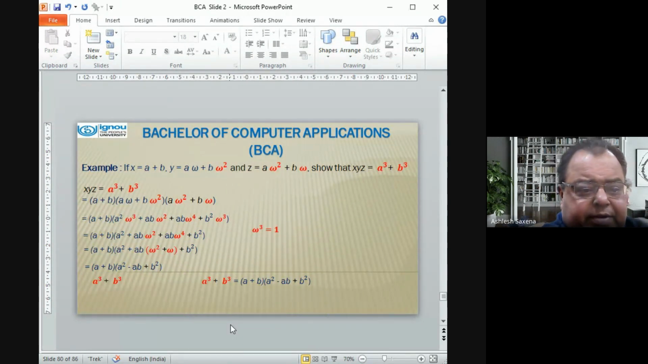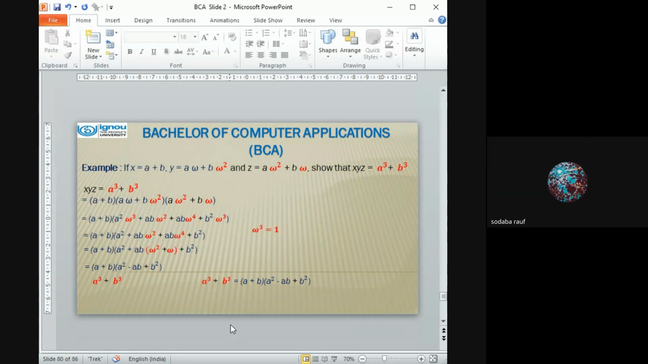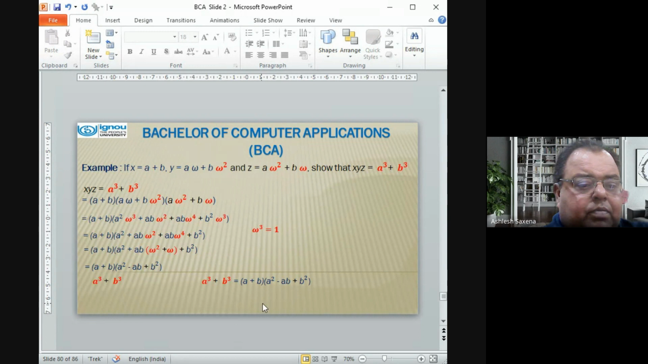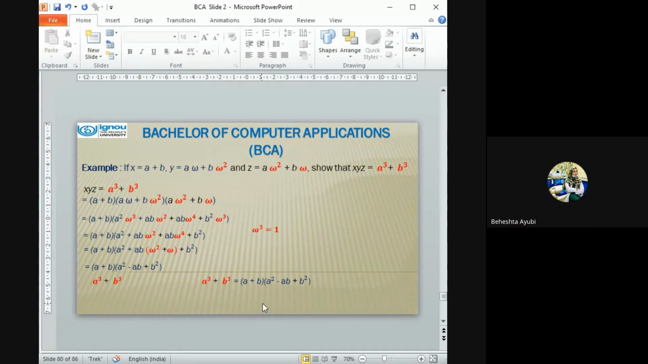Is this clear? Yes, sir, it's clear, but I have a question. In here, where is omega square plus omega? ab into omega square plus omega. What is the value of omega square plus omega? Just tell me.